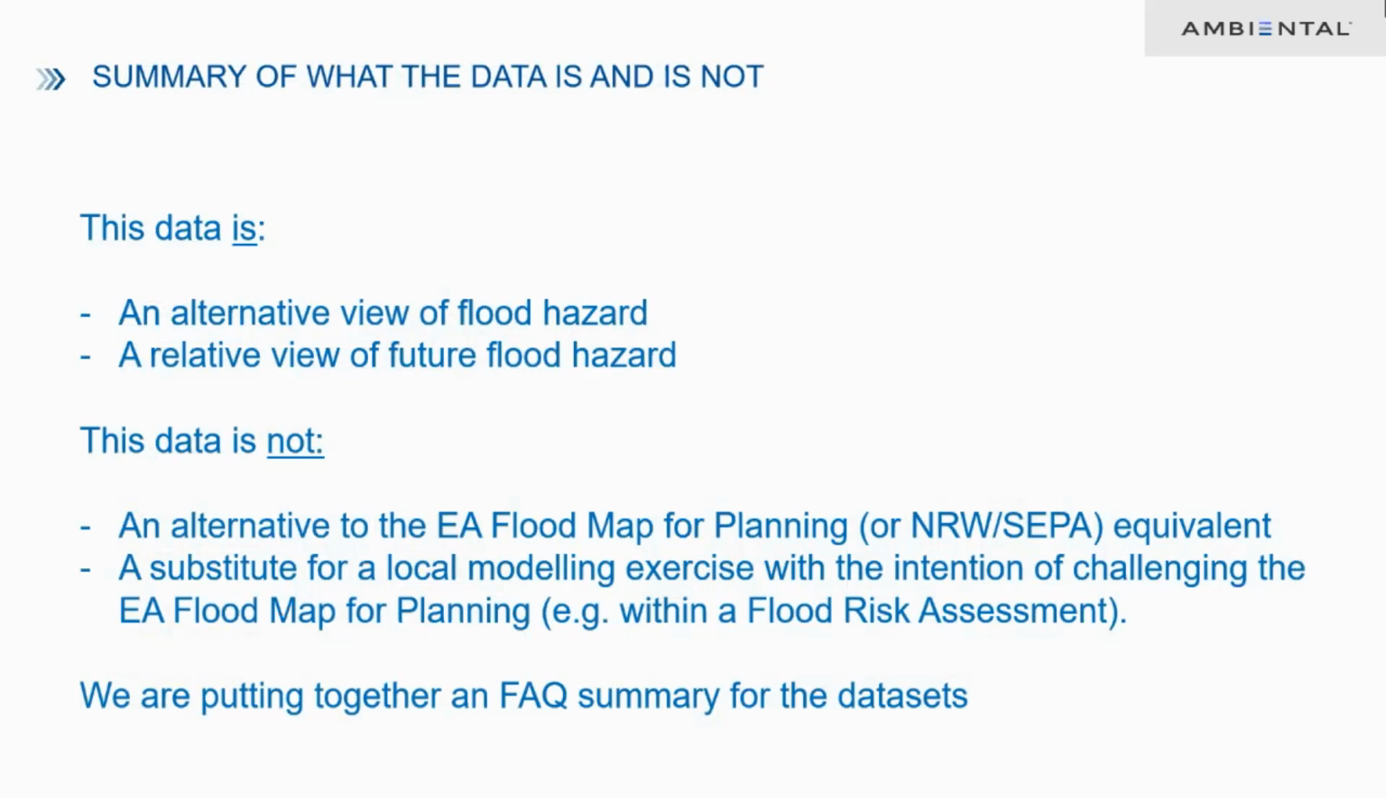Want to be really quite clear: it's not an alternative to the EA map, particularly for planning, or the NRW and SEPA. This is a national scale. All of these are national scales. So there's certain assumptions here. It's also not a substitute for a local modelling exercise with the intention of challenging the EA. Again, these products cost from £15 to £30 per square kilometre. It's just to give you an alternative view if you're going on site and you just want to have a look.